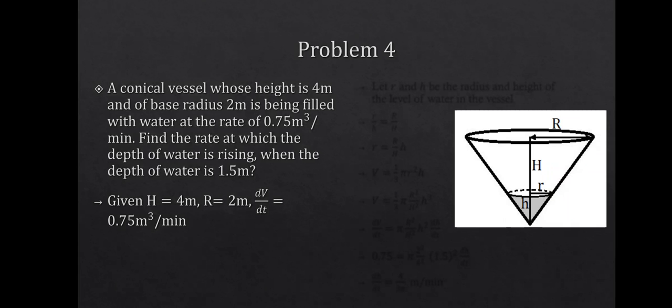And then finally, I have to find the rate at which the depth of the water is rising when the depth of the water is 1.5 meters. I didn't write it here once again, but the small h is given, that is 1.5 meter, right? So these are the things which are given and I need to work with this. Now let us come to the solution part.